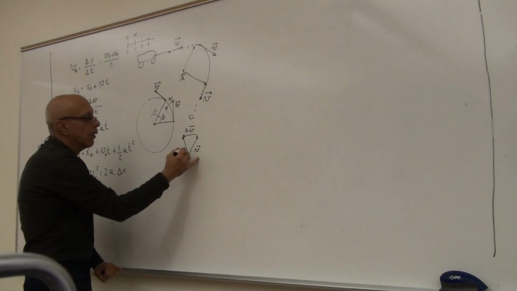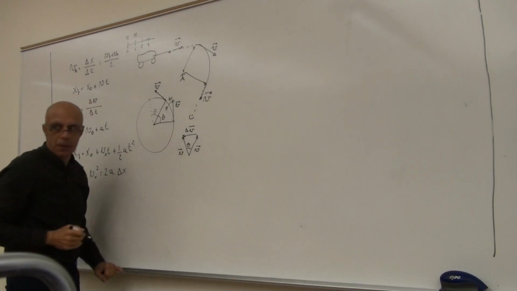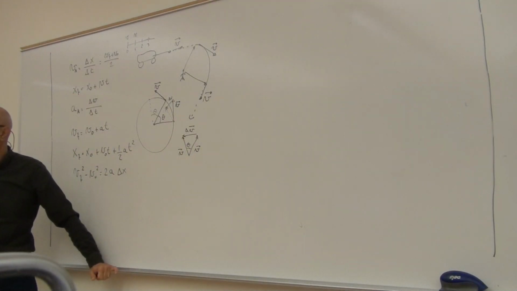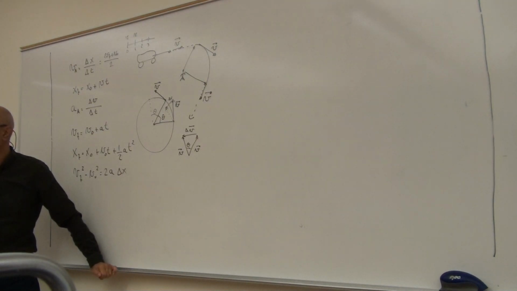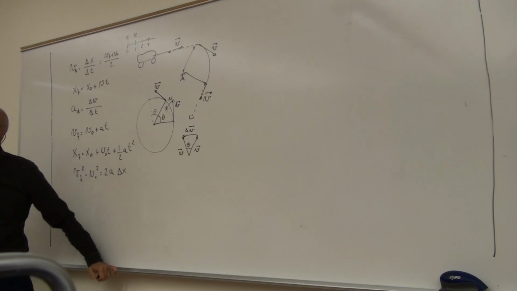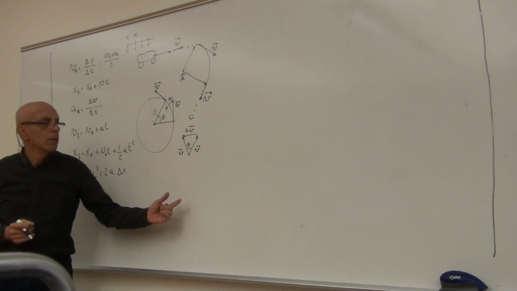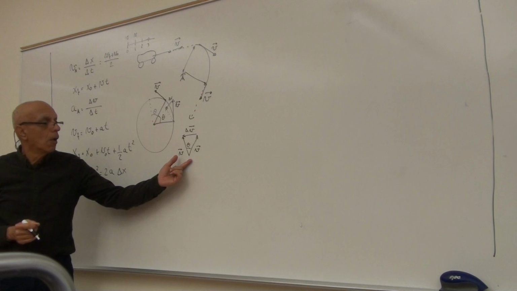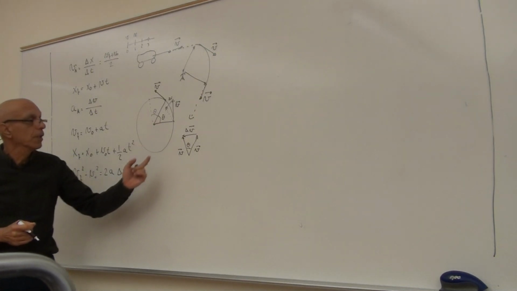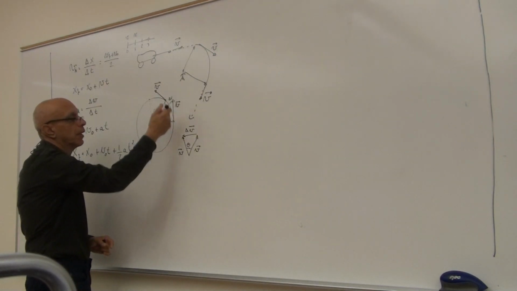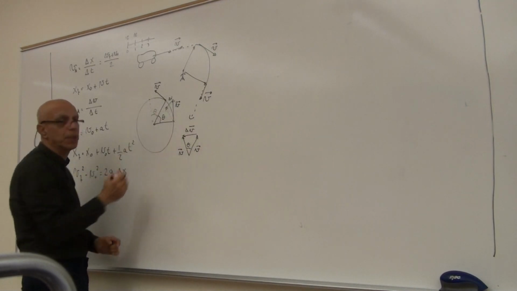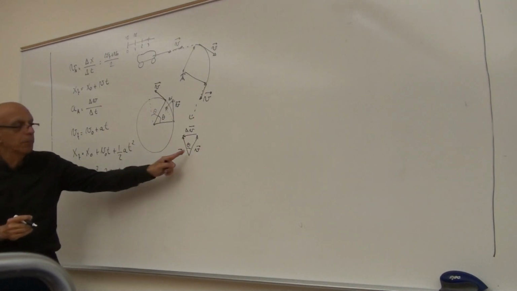And this here is an angle, and it's the same angle, theta, on the circle. The same as here. This angle here is also the same, and that's why I put theta here.